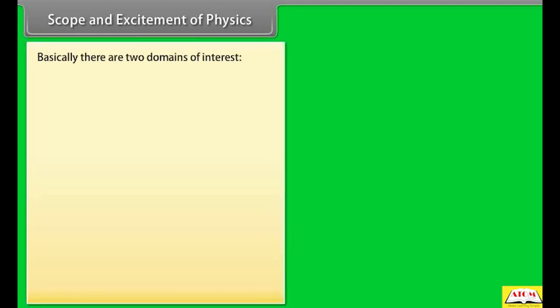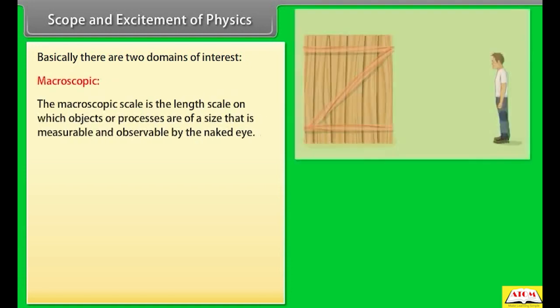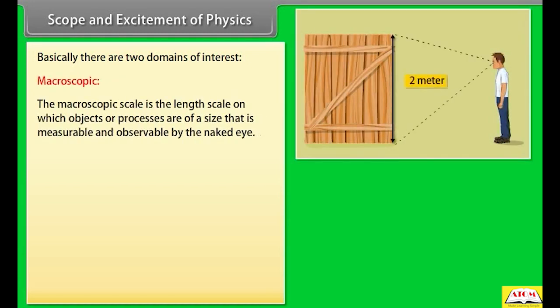Scope and excitement of physics. From a person beginning to walk to communication over thousands of kilometers, physics has very wide scope. Basically, there are two domains of interest. Macroscopic. The macroscopic scale is the length scale on which objects or processes are of a size that is measurable and observable by the naked eye.